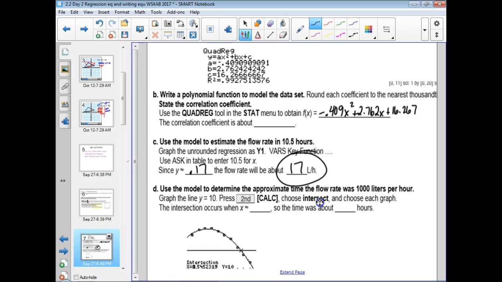Okay, so this next question, they still want you to use your function and still use the calculator. This time they want you to predict when the flow rate was 1,000 liters per hour. This is kind of confusing because remember the function itself is per 100 liters per hour. So you have to divide this by 100, which is why they're getting y equals 10. And for a lot of kids, they like to just trace and figure out when it hits 10, but there's a much more efficient way to do this, guys.